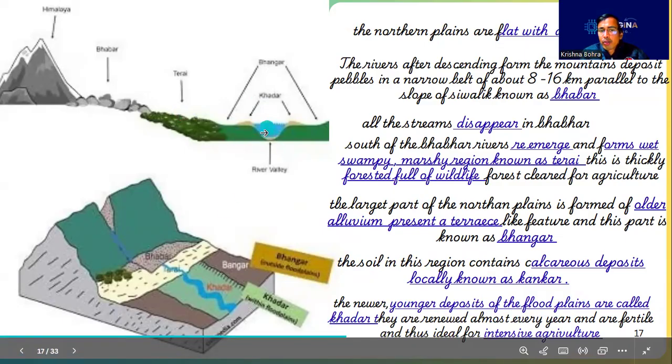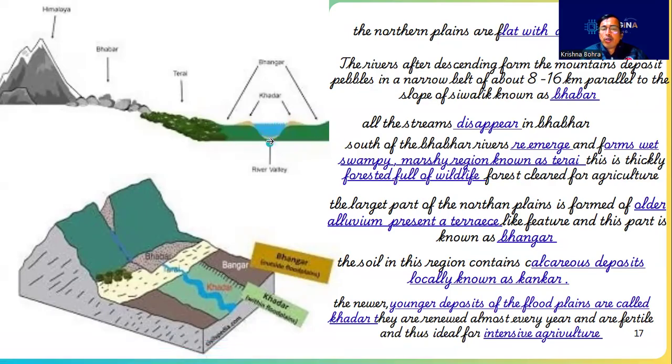You can look at this particular place, and they are renewed almost every year and are fertile and thus ideal for intensive agriculture. Since this particular area is renewed by the rivers, deposited with newer deposition by the rivers, the corner area of this particular Khadar is also fertile.